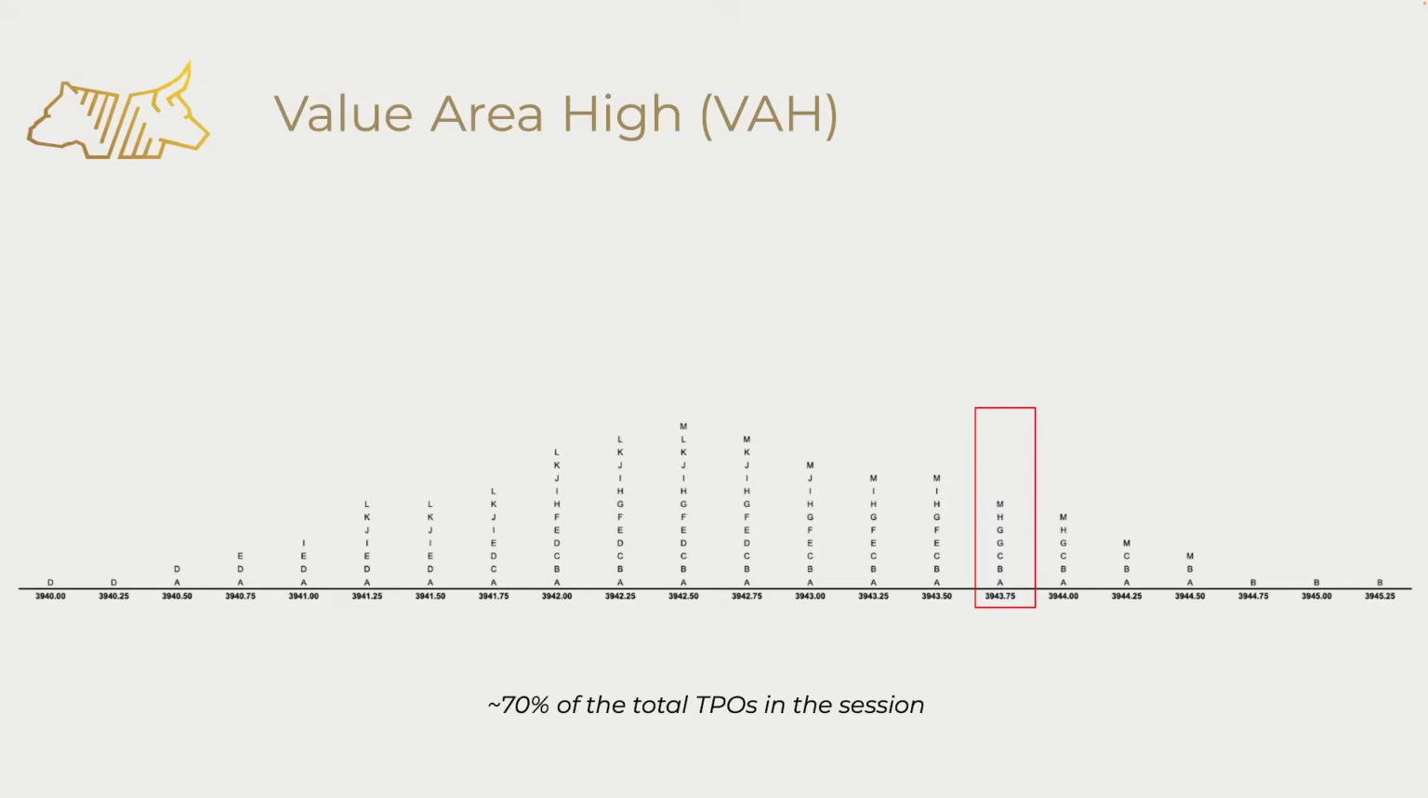So the value area high is the highest price in the value area, and in this case, it's going to be 39.43 3/4. Similarly, the value area low is just going to be the lowest price of the value area. In this case, it's 39.41.5.